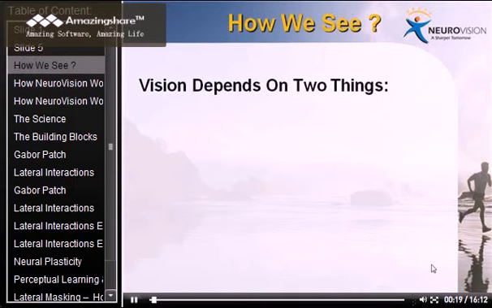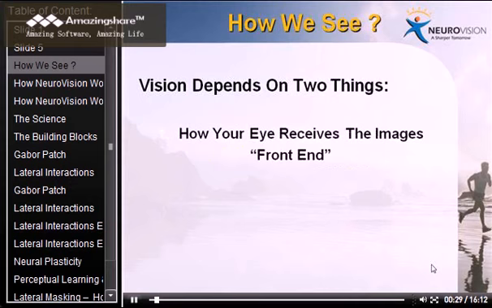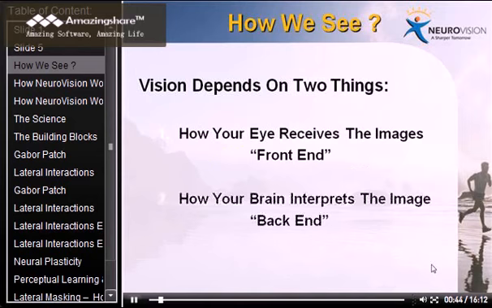Let's start with some things that are very easy and trivial, but sometimes not that obvious. How do we see? Our vision depends on two things: the way the eye receives the images, which we call the front end of the vision system, which actually starts with the light falling at the cornea and ends at the retina of the eye, and the back end of the visual system, which is the brain that actually interprets the image that it receives from the eye and creates a perception.